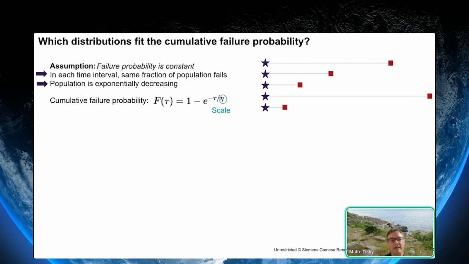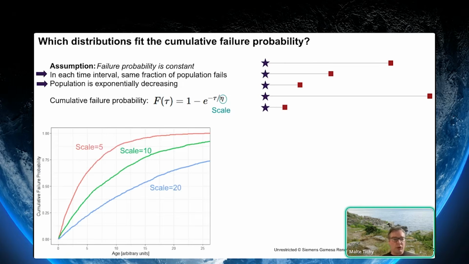And that allows us to write down the cumulative failure probability as 1 minus e to the minus tau divided by theta. So tau is the age, which will have a time dimension, for example years or nanoseconds, and then you divide by some scale parameter theta that has the same dimension. And then you get a cumulative failure probability that looks like that. That's simply an exponential with different scales. So depending on the scale, the fraction of your population that has failed increases faster or slower.